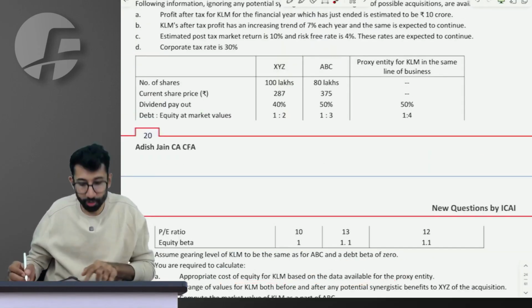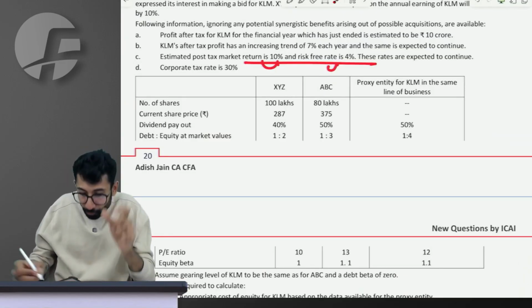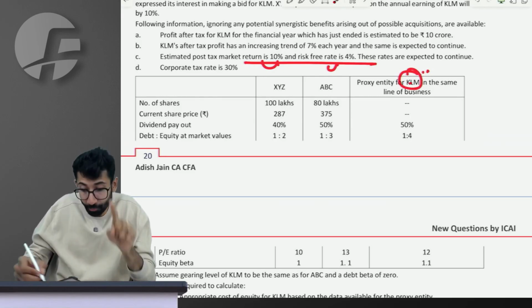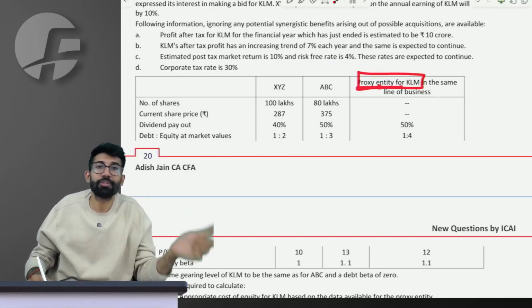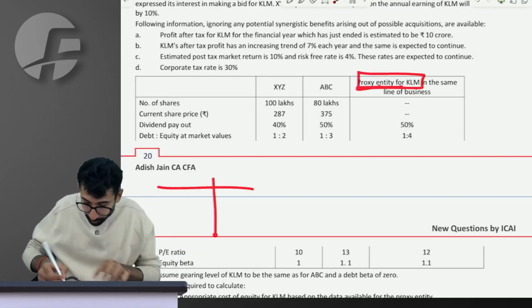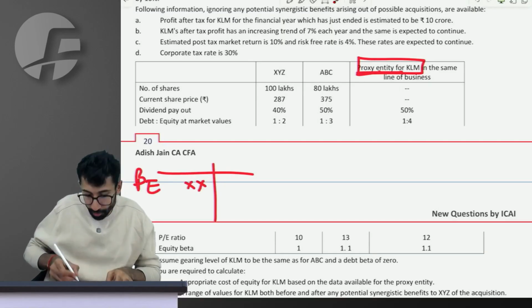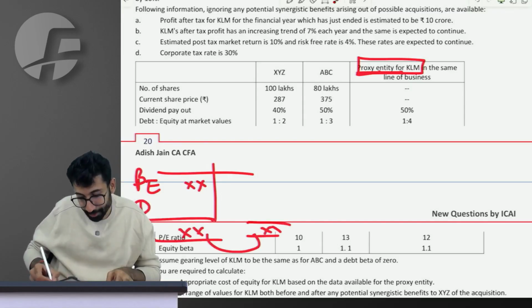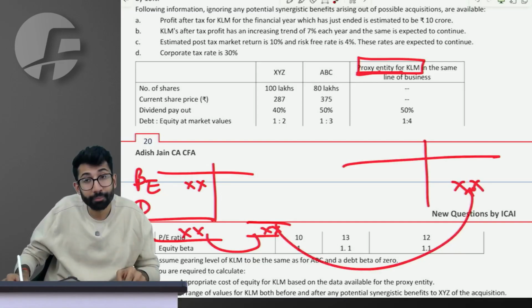When you talk about cost of equity, what comes to your mind is RMRF, which is CAPM. For that, you need the beta of KLM. Have we been given the beta of KLM? No, we have been given the beta of the proxy entity. So using the data of the proxy entity, can I calculate the beta of my company? Yes. Sir, for the other company, there is this equity beta given. Using the debt, I can find out the firm's beta, which will be the asset beta of that other company. The same will be the asset beta of my company.